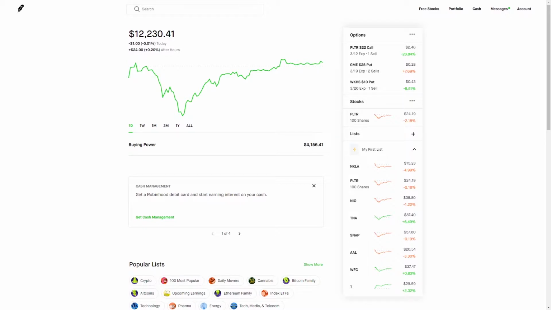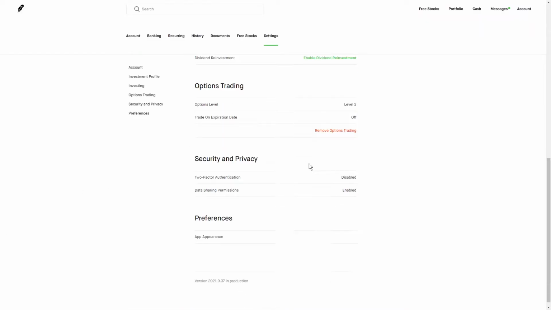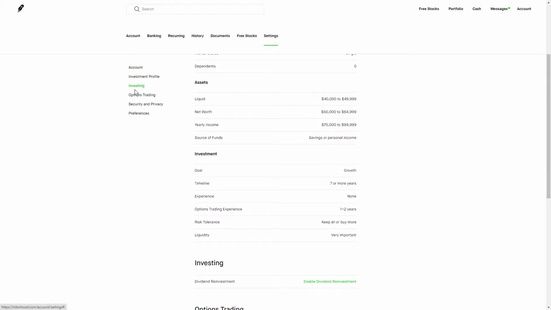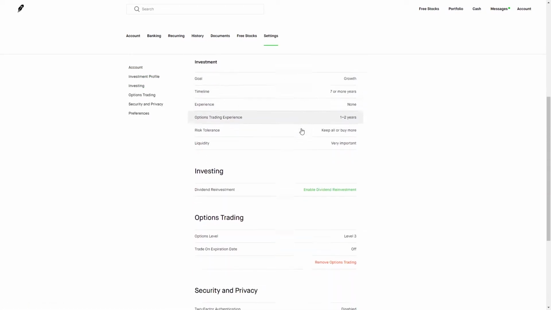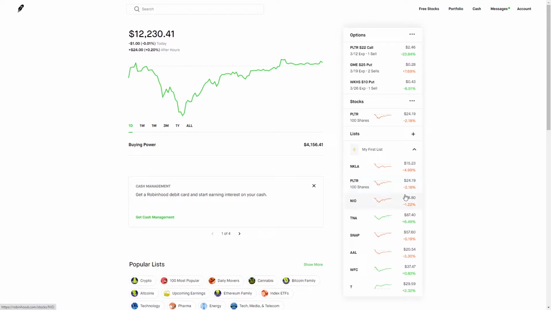So first, you want to go into your settings on the investing tab to enable options. So you go to settings, investing, and then we scroll down until we see options trading. In this section, this is where we will be enabling options. And as we can see, I have options trading enabled. After you do that, you should be able to get access to options.